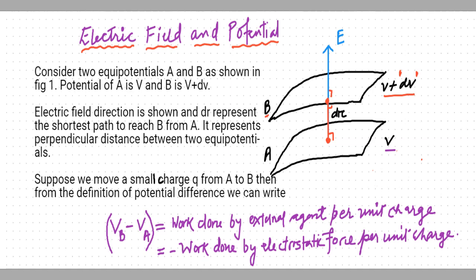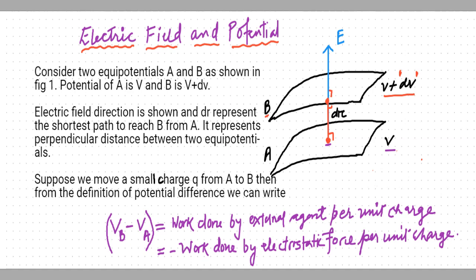The direction of electric field is shown and it is 90 degrees to both the equipotential surfaces. And dr is the shortest path to reach B from A. So basically dr is the perpendicular distance, since the shortest path will be the perpendicular distance.